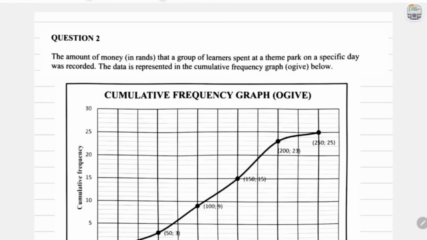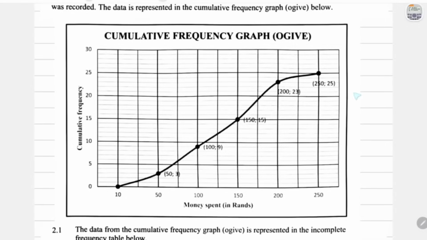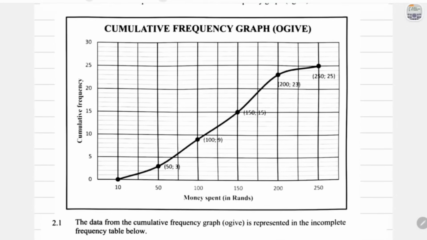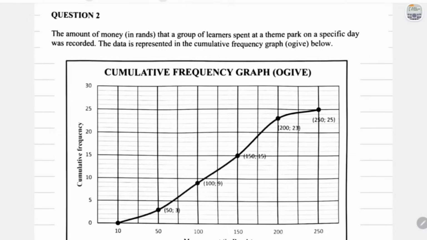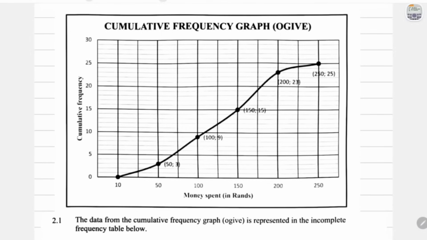And then we move on to question 2. We are on question 2, and question 2 says, the amount of money in rands that a group of learners spent at a theme park on a specific day was recorded. The data is represented in the cumulative frequency graph, an ogive, below. Okay, so there is our ogive, and it's already completed, so you don't have to draw it in this case. As you can see on the x-axis, we have the money that was spent, and then we have the cumulative frequency. So that has to do with the learners that spent the money.